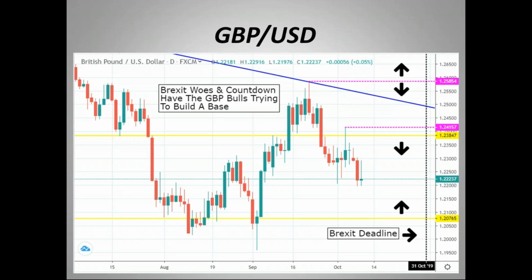But I think as a whole, everyone's really starting to look at it: is the Brexit going to happen or is it not going to happen? To count down, does it have the British pound bulls trying to build a base? Well, I think the base has already been built. It's just a question of can they maintain it, or is there anything that could propel a bearish sell-off to occur over the next couple weeks.